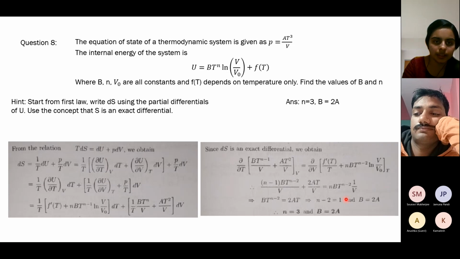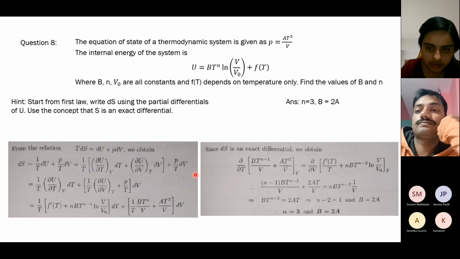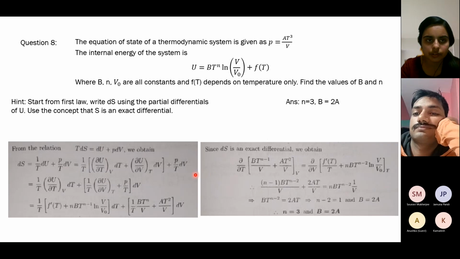So this is a very fundamental concept of exact differentials, that the order of partial differentials does not matter. And that comes in use in different kinds of problems. As you have been seeing in the last few questions, we have been using this concept. So it's a very important fundamental concept for partial differentiation.